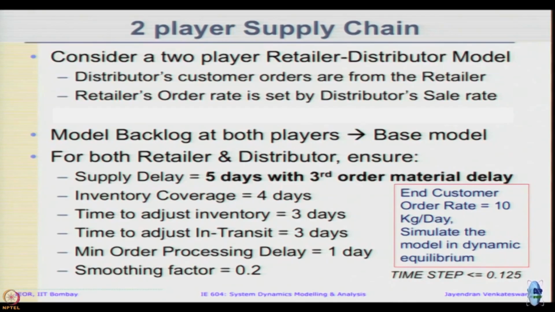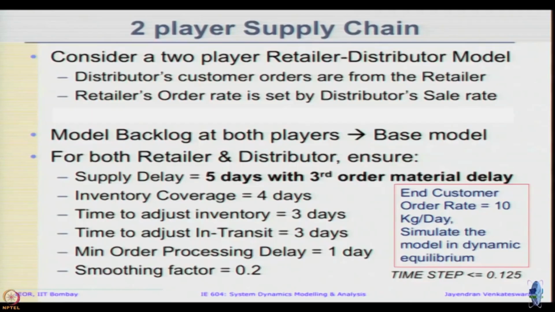For both players, the inventory coverage is 4 days, time to adjust inventory is 3 days, in transit 3 days, minimum order passing delay is 1 day, smoothing factor is 0.2, but also include a supply delay. We had a supply delay as delay fixed. Instead of that, replace it with an average 5 days delay with a third order material delay using the Vensim function delay n. You do not need to incorporate it for 3 stocks. Instead of delay fixed, replace that function with delay n.